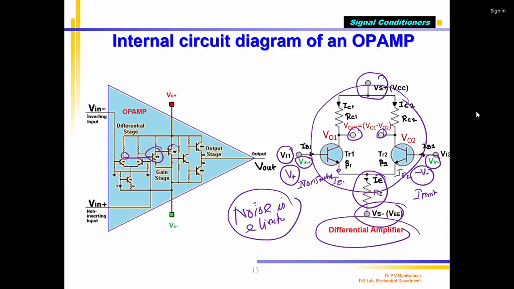Only thing is my sensor should be connected between these two inputs. For example, this is my thermocouple. Thermocouple has a plus terminal and a minus terminal. Thermocouple positive is connected to V in plus, non-inverting, and the thermocouple minus terminal is connected to the inverting terminal. Okay, now I connected it as a differential.